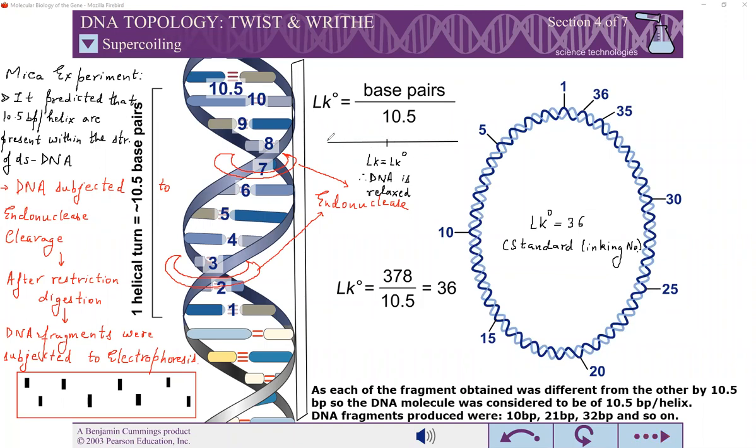Okay. When you look here, Lk is less than Lk naught. DNA is said to be negatively supercoiled. Now, when you look here, Lk is greater than Lk naught. Then the DNA is said to be positively supercoiled.